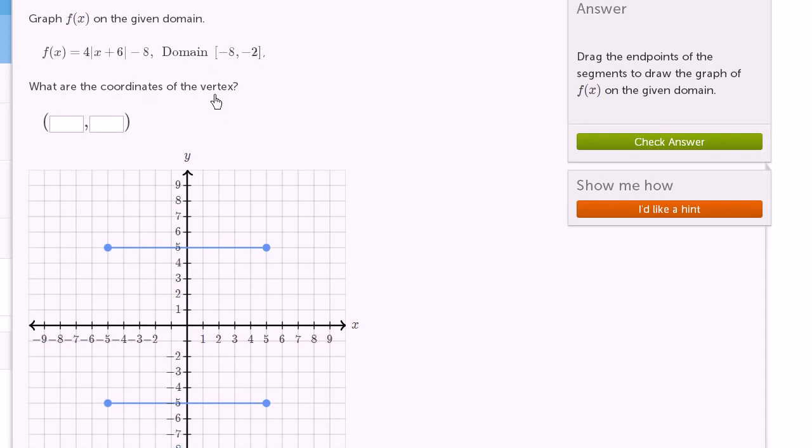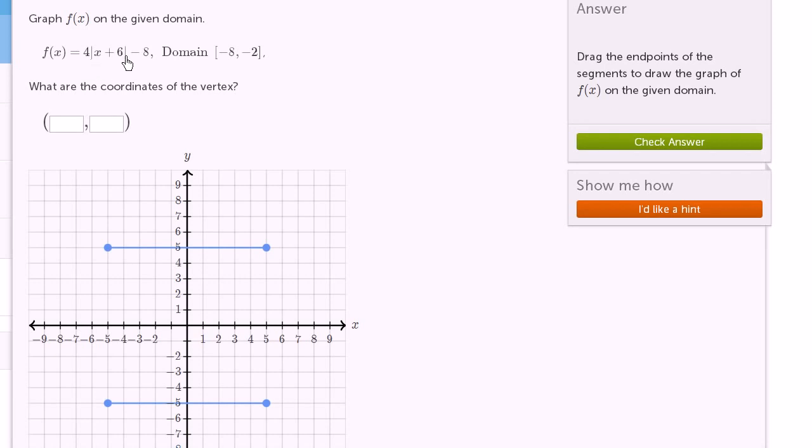So let's think about the vertex first. The vertex, you can kind of view it as the corner of an absolute value function. And so it's either going to be the maximum point or the minimum point of the function. Now over here, let's just think about it a little bit. When would this hit a maximum or a minimum point?